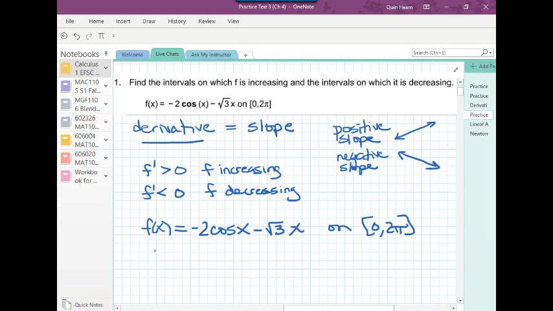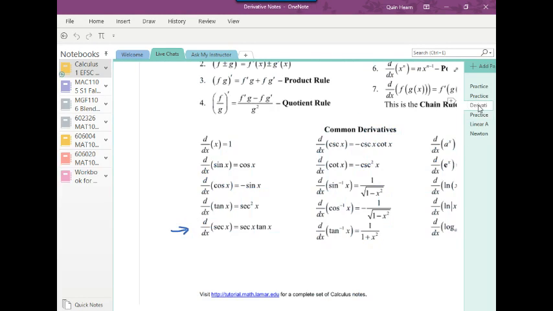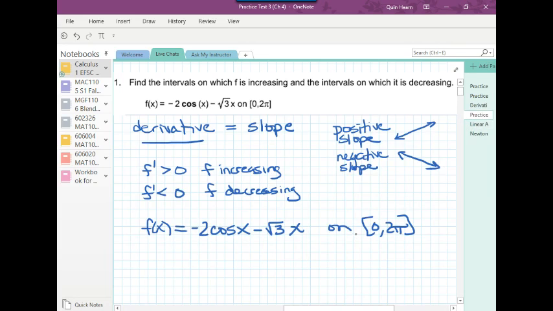Let's find its derivative. And by the way, on one page in our live chat section, I have a summary of derivatives. I'm going to select that page really quick. You can see here where we have the derivative of the cosine is negative sine. Hopefully you've memorized that at this point, but if you haven't, then you need to. All right, so what we're going to do is find the first derivative of f.